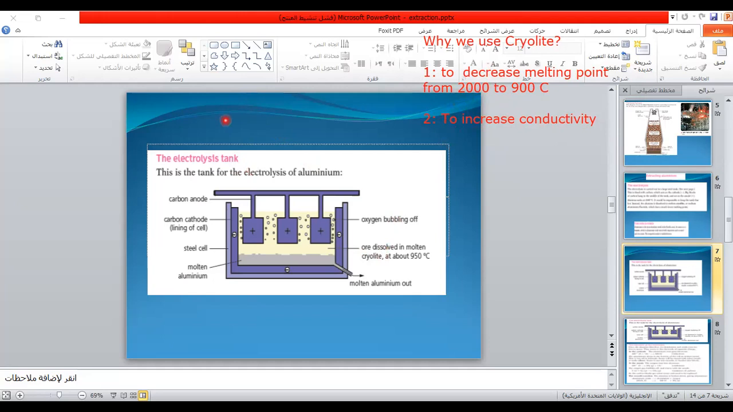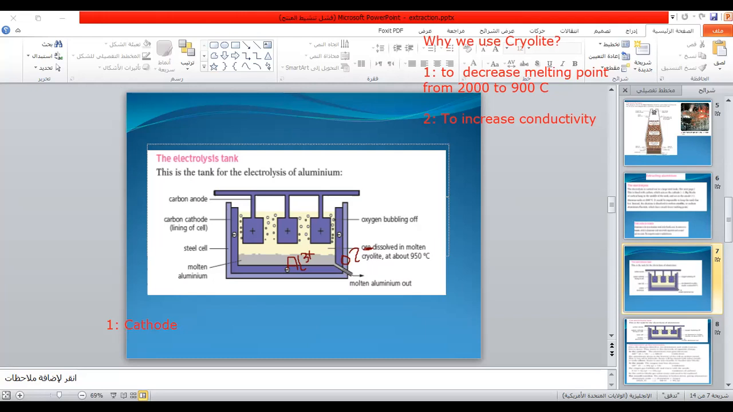So here I have aluminium oxide inside the cell. Now I have aluminium ions, which is 3 positive, and I have oxygen ions, which is 2 negative. Now, what is the equation at the cathode? Which one is attracted to the cathode? Is it aluminium positive or oxygen negative?